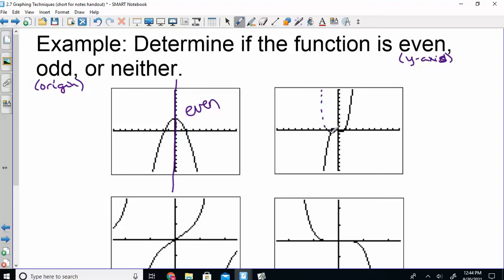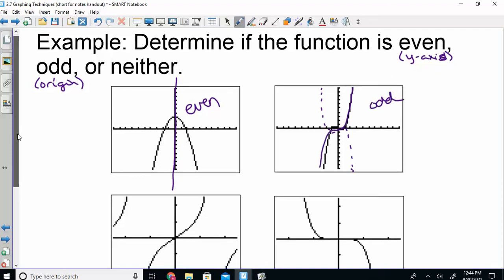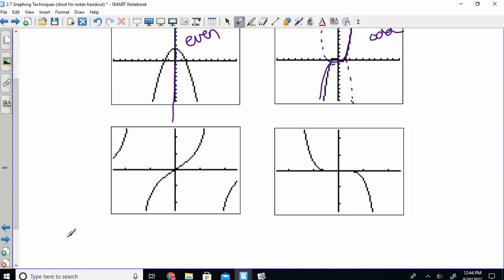If you flipped it over the y, it would look like that. And then if I flip that over the x, it overlaps what we started with. If you flip it over the y, that piece goes there, this would go over here, this would go over here, and then if you fold that over the x, that overlaps this and this. So that one is odd.